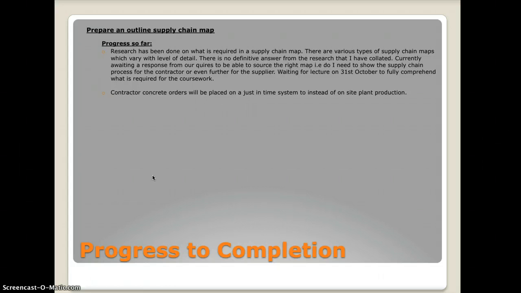It's going to be based on a just-in-time method. More research is to be done on the lower tier suppliers.